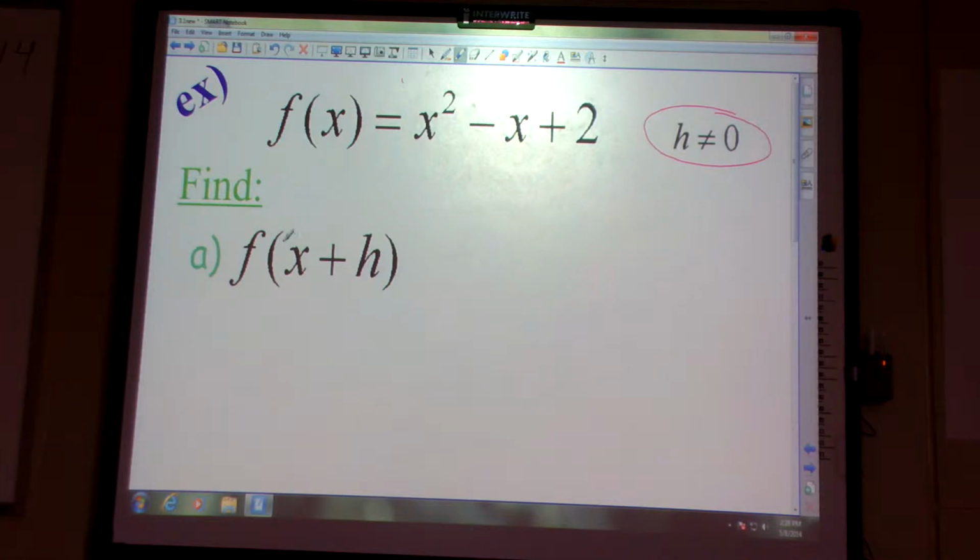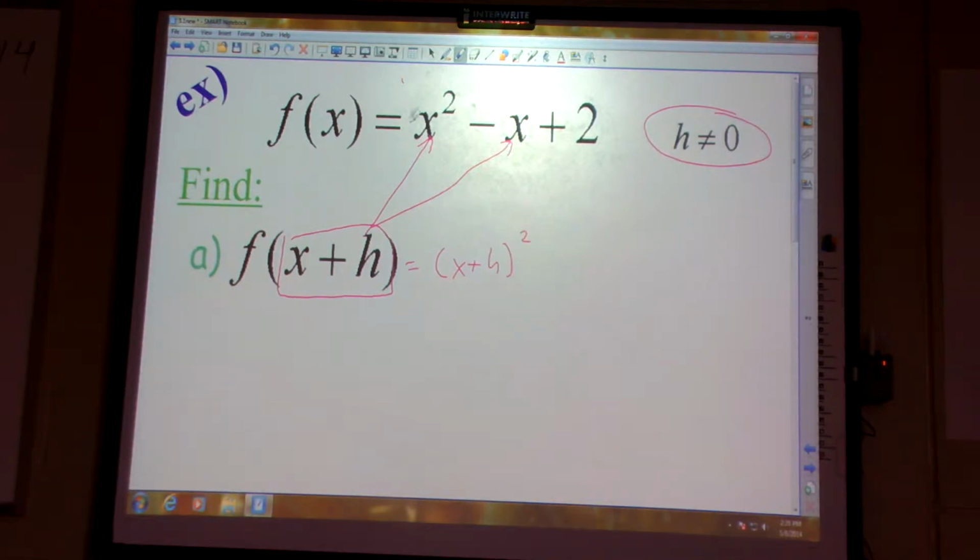Remember, to do that, I plug all of this in to my x values. You've got to plug it in both. So I have (x plus h) squared, that's when I plug it in here, minus (x plus h), that's when I plug it in here, plus 2. Now when you plug in, remember to have parentheses.